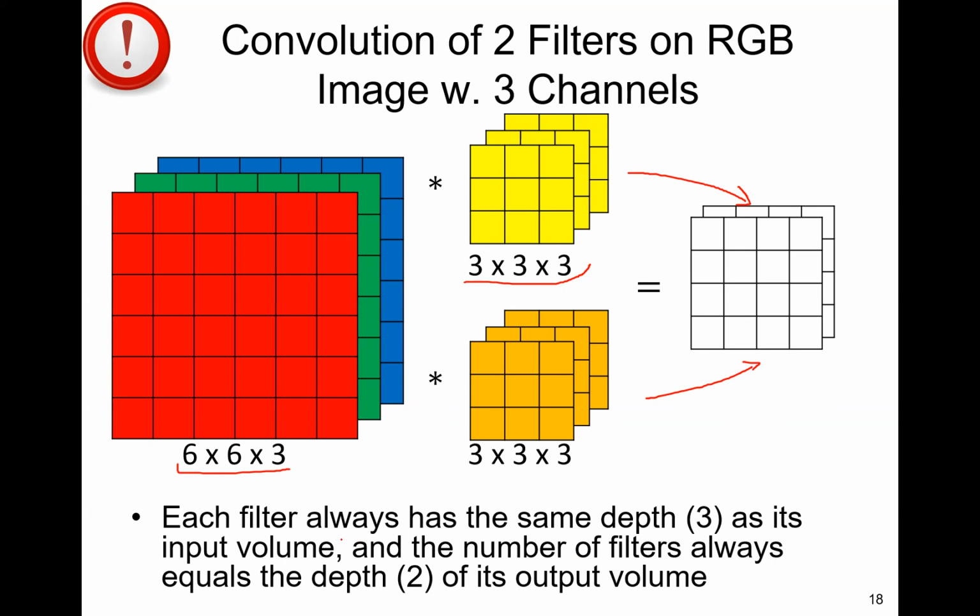So this is an important slide, so I highlight it with this symbol. This means important. Each filter always has the same depth, that is 3, as its input volume. The number of filters always equals the depth of its output volume, which is 2. Okay, any questions?